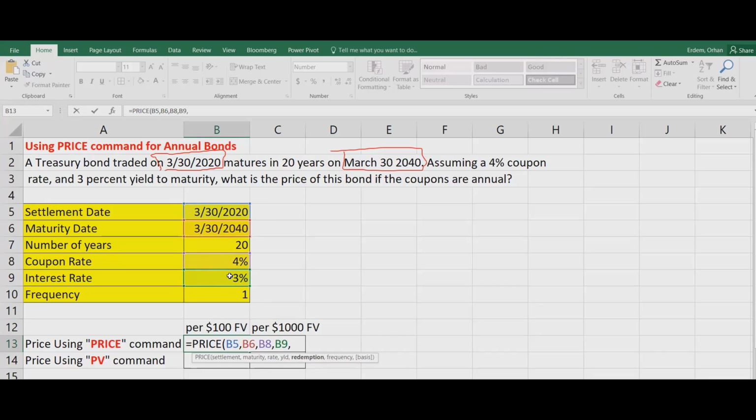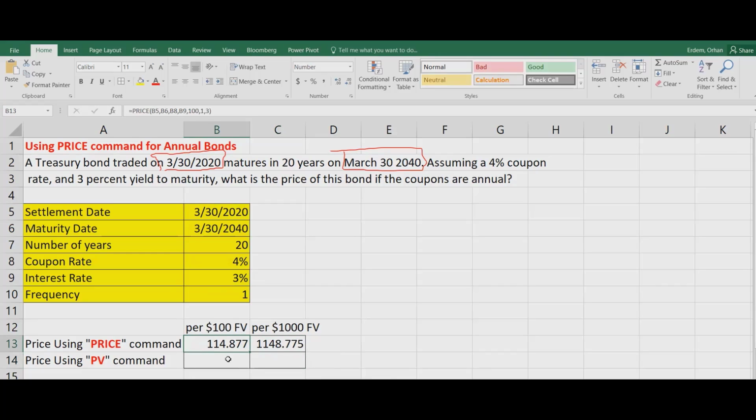So redemption is the percentage of the face value. We are going to write here 100%. 100% of the face value is needed, and then frequency is 1, and then the actual 365 days. We are going to use the actual 365 days and close the parentheses. Once again, let me remind you, this is the price of a bond with $100 face value. That's why I wrote here per $100 face value. If you are wondering the price for $1,000 face value, then you should multiply this price by 10. So you'll get the same thing for $1,000 face value.